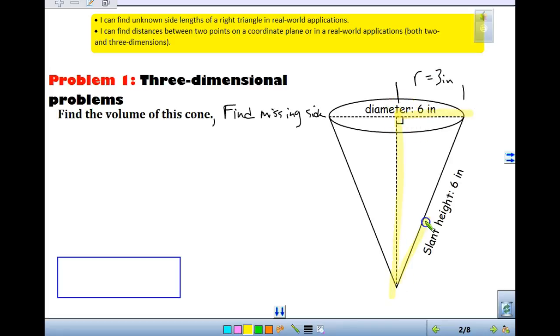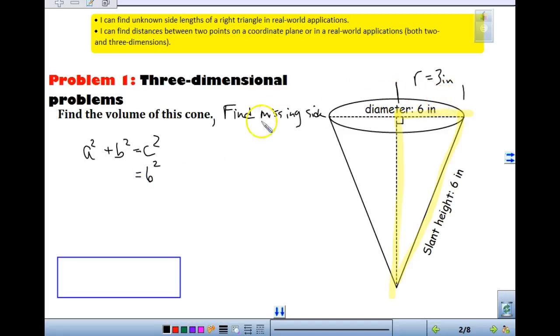Here's my right triangle that I'm looking at. What do I know in my right triangle? I know that I have to start with a squared plus b squared equals c squared. Because I know the slant height, I know the hypotenuse is 6 squared. Do we want the radius to be a or b? A. So we're going to put our a is 3 squared, and instead of keeping it as b, put it as radius squared.